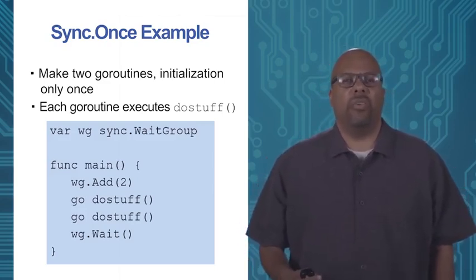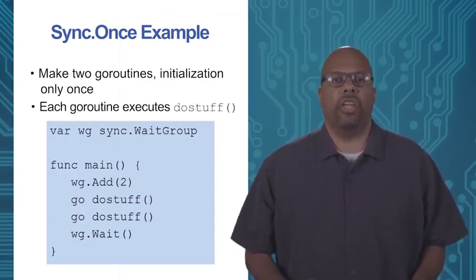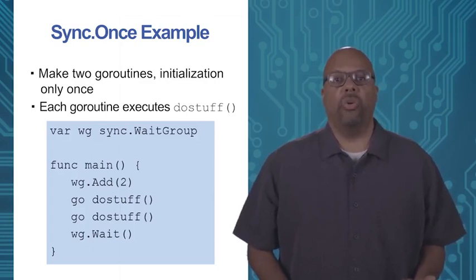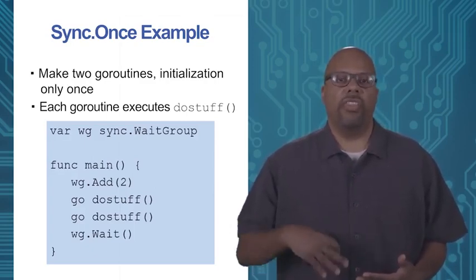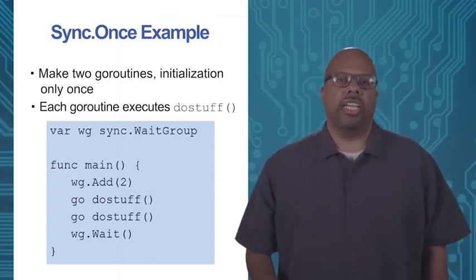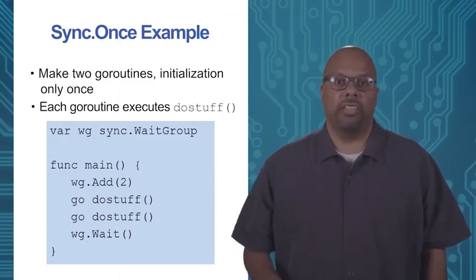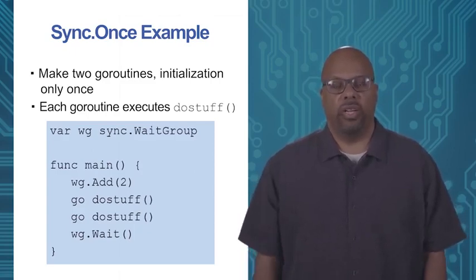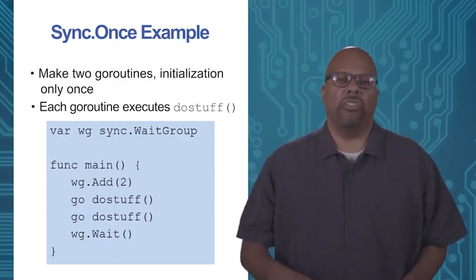Also, just notice, we've done this before, but I put in the wait group. I create a wait group at the top, and then I call wg.Add(2) to say I'm going to wait for two goroutines, and then I call wg.Wait at the end. This is to make sure that the main goroutine waits until these two sub-goroutines actually complete. Otherwise, the main goroutine will just exit before doStuff actually gets to do anything. That's not the point of this, but I just want to mention it so you understand the code.